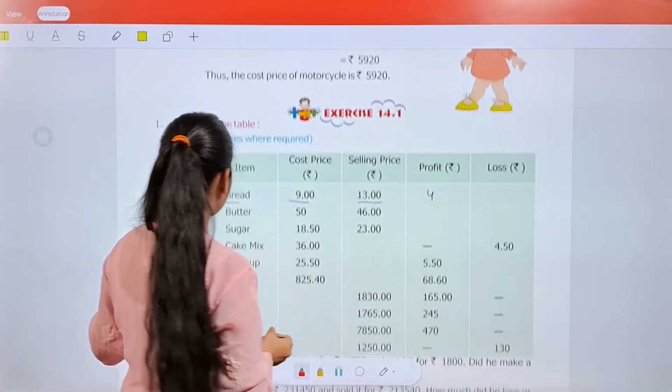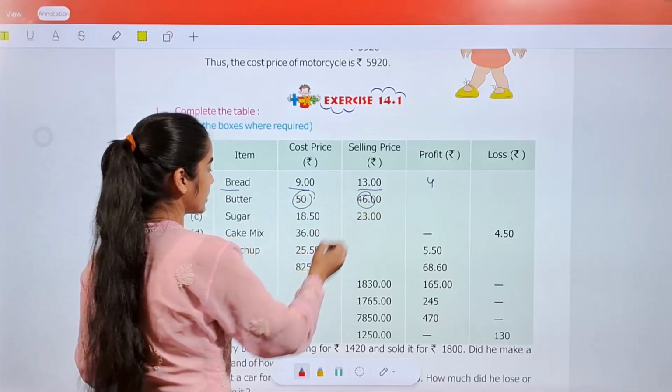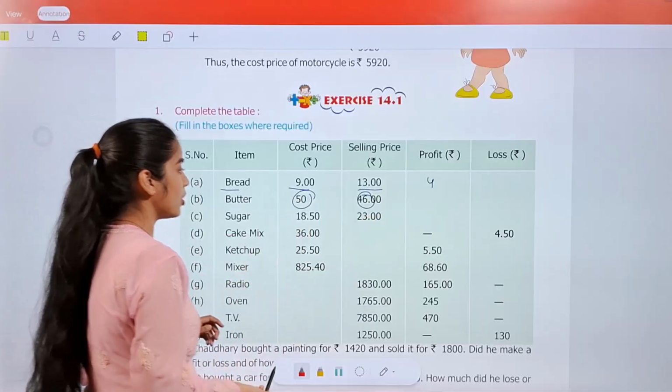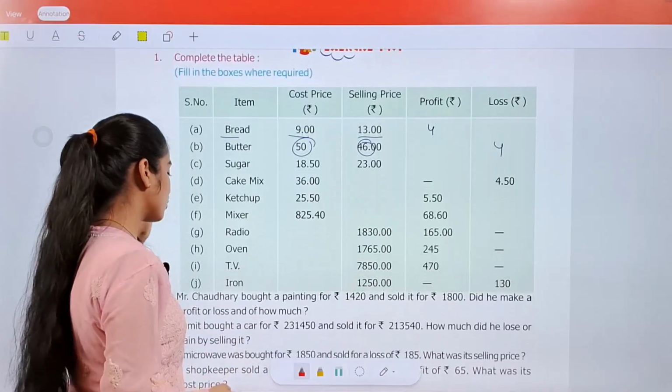Right now the cost price is 50 and we are selling it at 46. It means cost price is bigger than selling price. This is a loss for us. And how much loss? 4 rupees. So in that manner you have to complete this table.